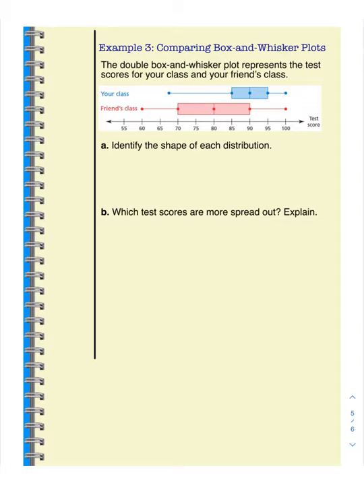All right, in example 3, comparing box and whisker plots. The double box and whisker plot represents the test scores from your class and your friend's class. So we have two different data sets, the one from your class and the one from your friend's class. Identify the shape of each distribution. Well, your class looks like it's skewed left, and your friend's class seems to be symmetric. I have those shapes color coordinated in part A.